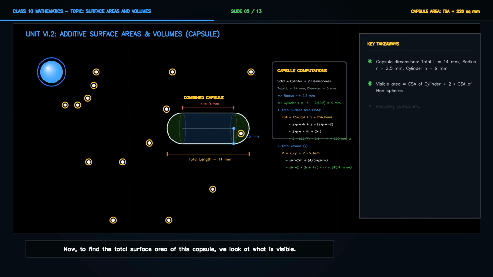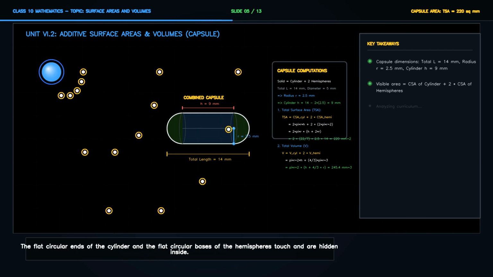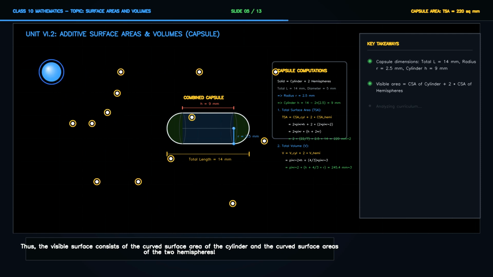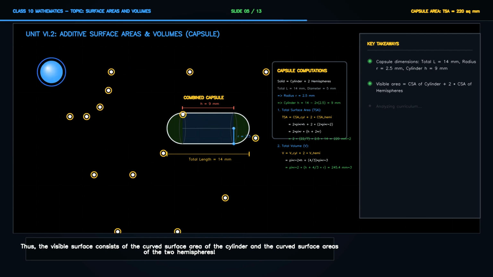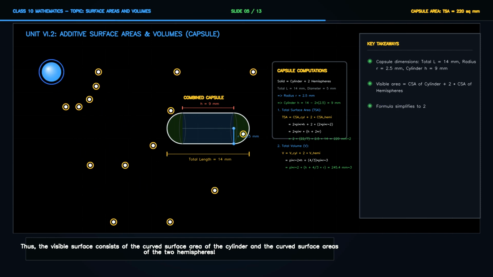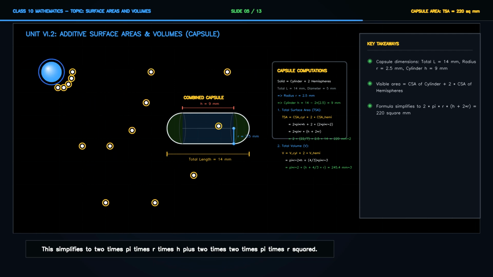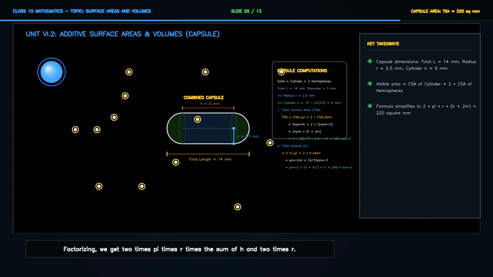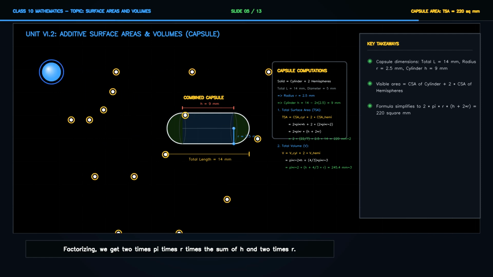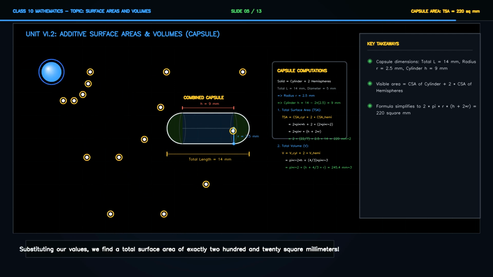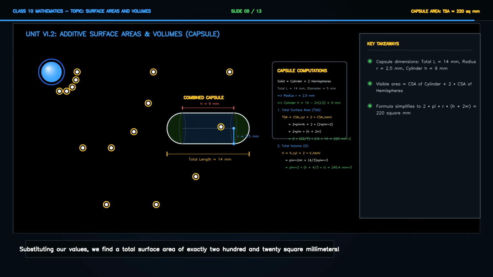Now, to find the total surface area of this capsule, we look at what is visible. The flat circular ends of the cylinder and the flat circular bases of the hemispheres touch and are hidden inside. Thus, the visible surface consists of the curved surface area of the cylinder and the curved surface areas of the 2 hemispheres. This simplifies to 2πrh + 2πr². Factorizing, we get 2πr(h + 2r). Substituting our values, we find a total surface area of exactly 220 square millimeters.